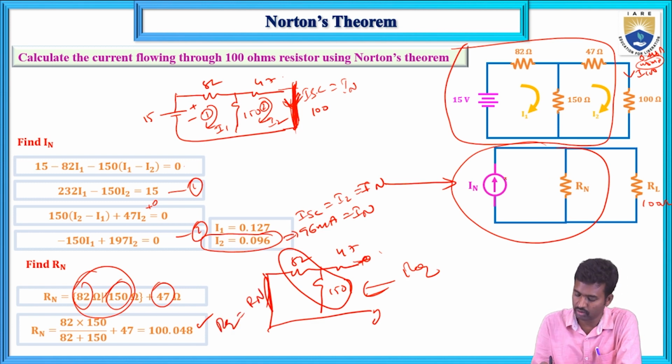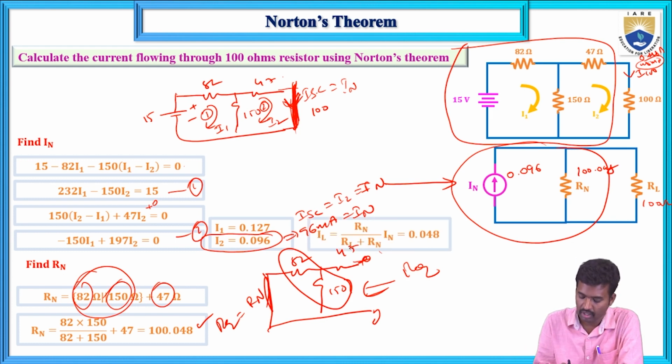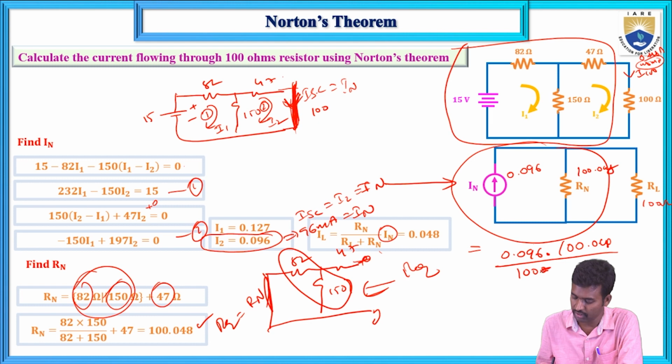That is RN. That equals 0.096, and this one is 100.048. Now this is 100. If you apply the current division rule for this circuit, RN by RL plus RN into IN, that equals 0.048. Same thing we got here: 0.096 into this IN value, and this is 100.048 divided by 100 plus RL value, this 100.048. So now this is 0.048 ampere, that is 48 milliamps.